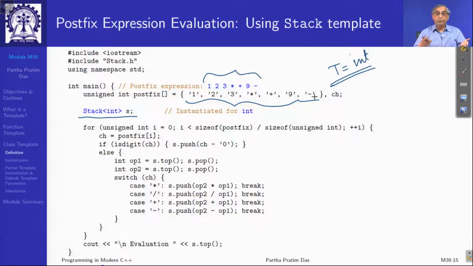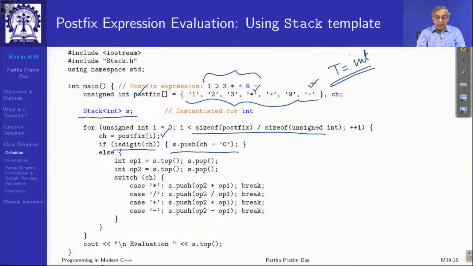All that I need to do is go over this entire array to see that I still have elements, and if I get an element, I check whether it is a digit. If it is a digit, I find out its numerical value, CH minus the ASCII code of 0. I am assuming that the constants here are single digit constants just for simplicity, and push that in the stack. And when it is not a digit, it must be an operator like this or like this.